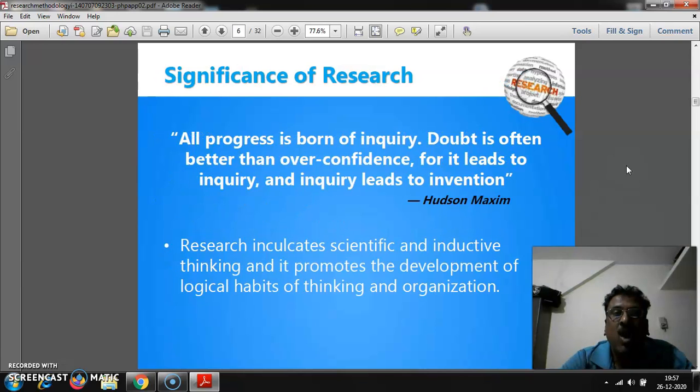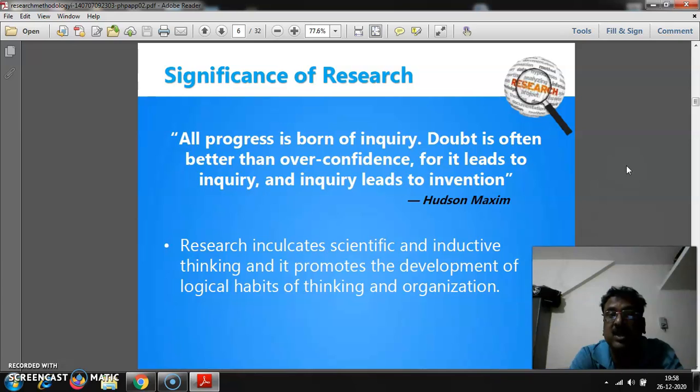Significance of research. All progress is born of inquiry. Doubt is often better than overconfidence, for it leads to inquiry. Inquiry leads to invention. This is the definition given by Hudson Maxim. If you agree with everything without any questioning, there is no question of inquiry. If you have any doubt, you can go for inquiry. At that time, inquiry is better than overconfidence. Doubt is often better than overconfidence; it leads to inquiry, and inquiry leads to invention.